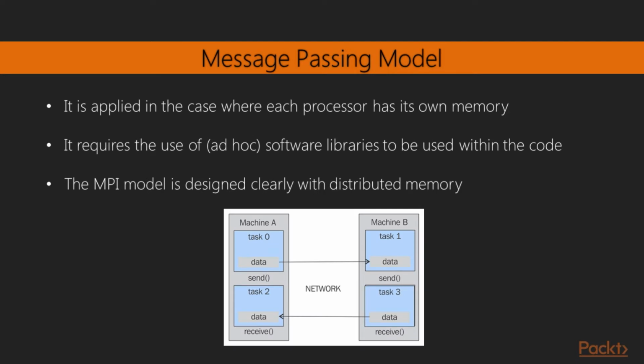We'll now see what a message passing model is. The message passing model is usually applied in the case where each processor has its own memory, or distributed memory systems. More tasks can reside on the same physical machine or on an arbitrary number of machines. The programmer is responsible for determining the parallelism and data exchange that occurs through the messages. The implementation of this parallel program model requires the usage of ad hoc software libraries to be used within the code. Numerous implementations of the message passing model were created.